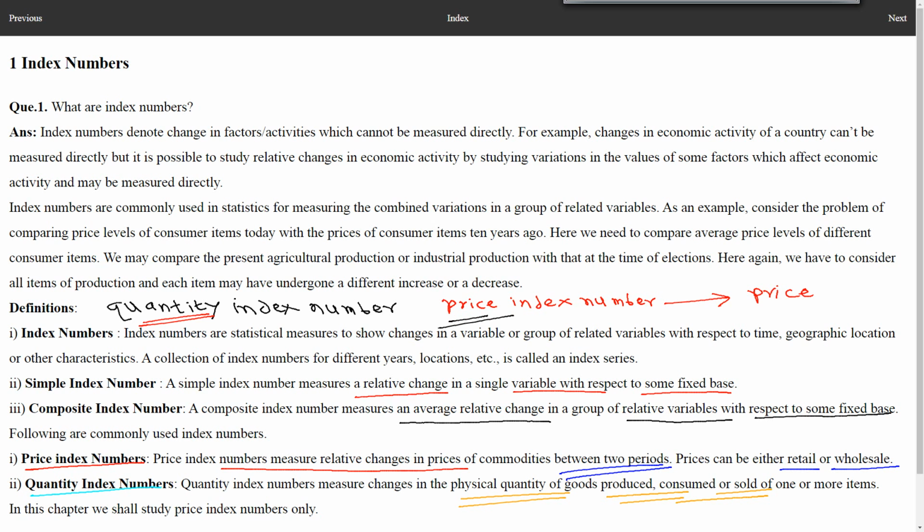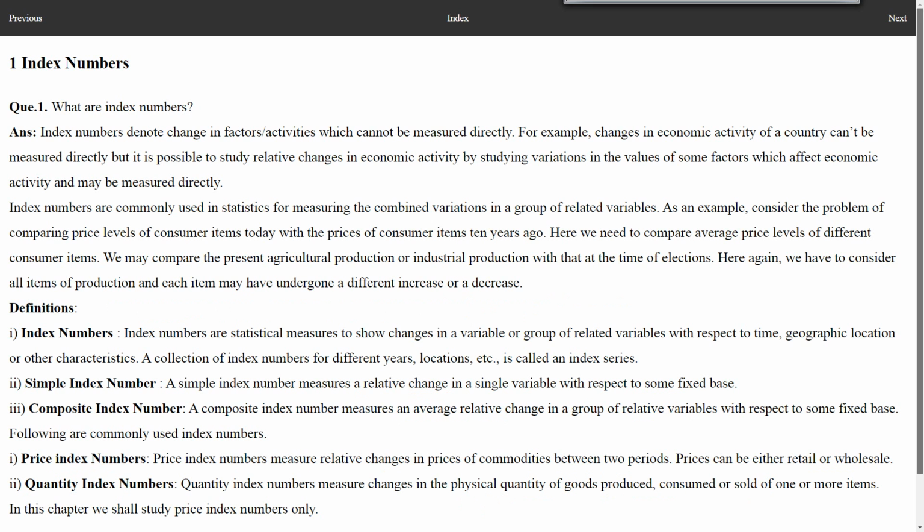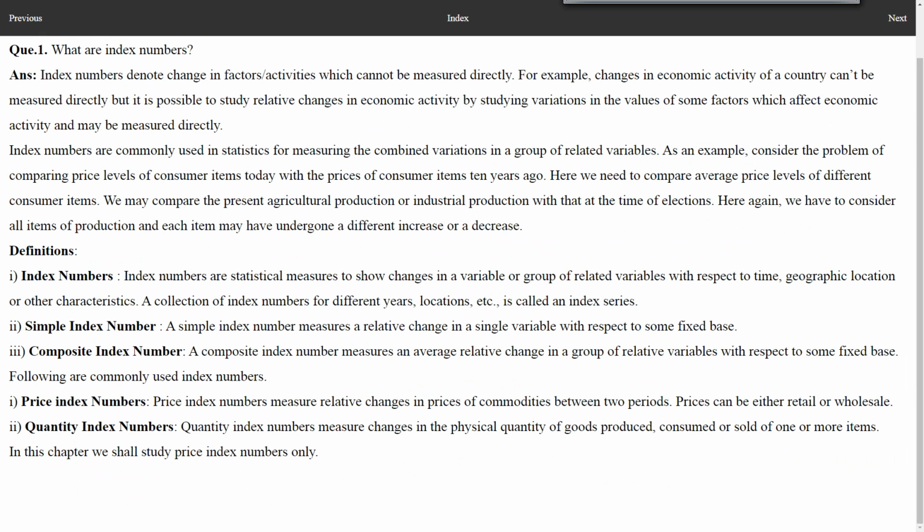Another type of index number is value index number. It denotes the change in values of goods which might be produced, consumed or sold.